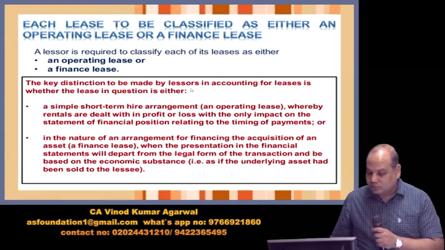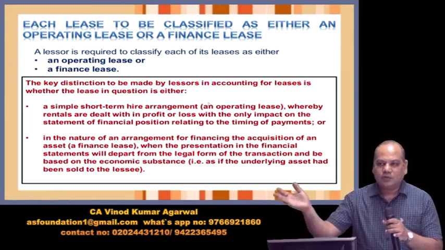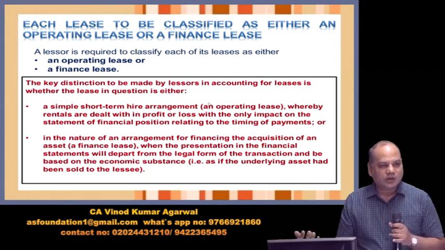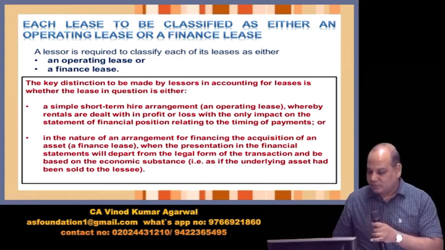So what is the difference between operating lease and finance lease? Operating leases are usually short-term arrangements, where the rent received is directly transferred to the profit and loss account. It is like you have a car, you give it on hire for 3 weeks, and you get some hire charges out of it. Transfer to P&L account. So it will be treated as income directly and it will affect your profit and loss account. The asset remains in the books of the lessor.